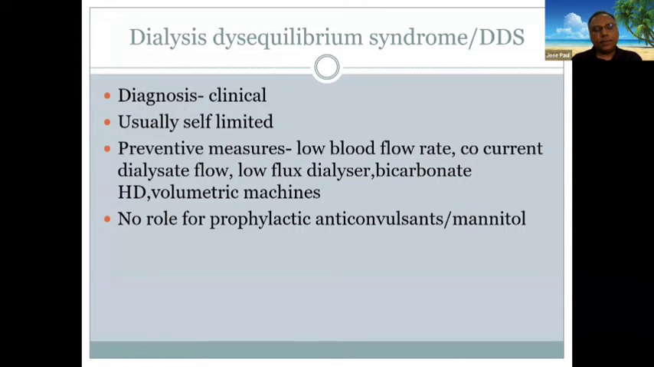So there are preventive measures: you have to use a low blood flow rate, you have to use a co-current dialysate flow, you have to use a low flux dialyzer, then bicarbonate dialysis, and you have to use a volumetric machine.